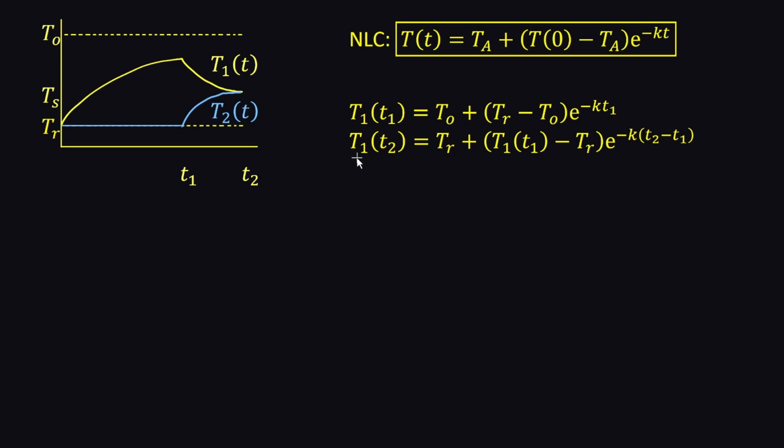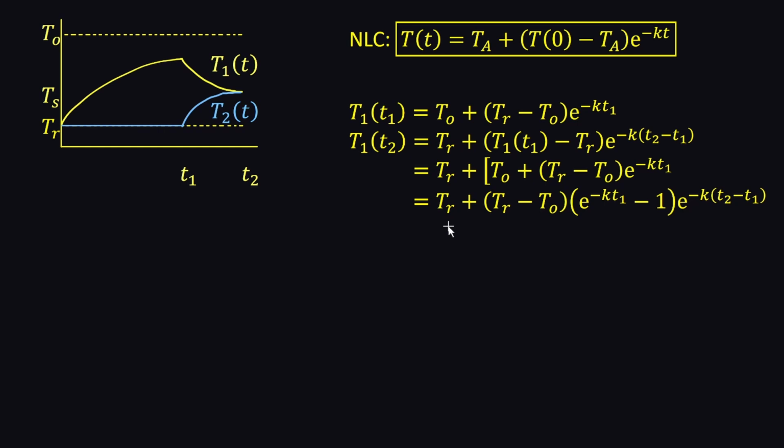Therefore, we have the temperature T1 at little t2 is equal to Tr plus big T1 at little t1 minus Tr times e to the minus k (t2 minus t1). We may then plug in the temperature T1 at little t1 to simplify the expression. And this is the result: Tr plus (Tr minus To times e to the minus k t1, minus 1) times e to the minus k (t2 minus t1).